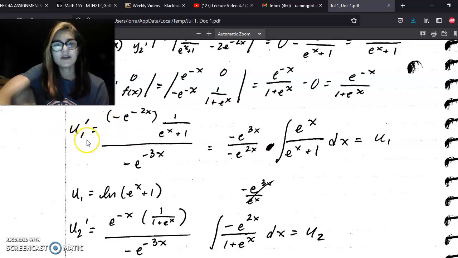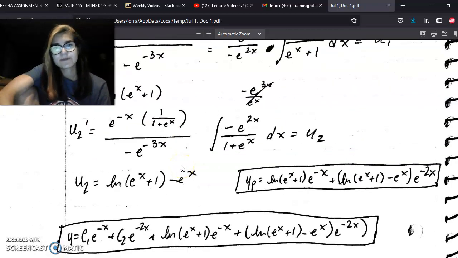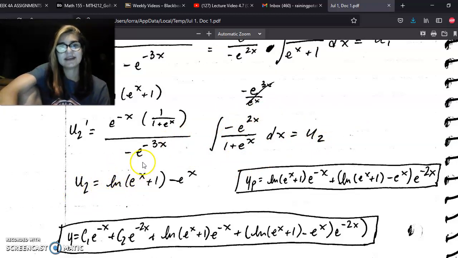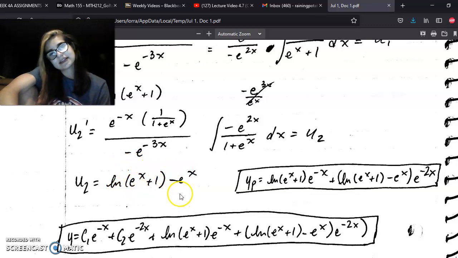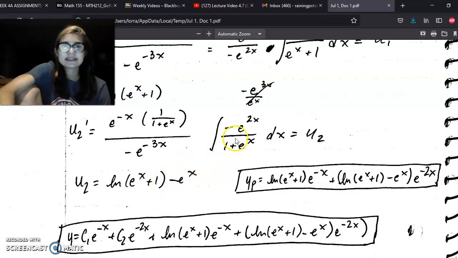And then u prime is equal to w1 over w, and so you just simplify that, and you take the integral to get u. So u1 was equal to ln of e to the x plus 1, and then you do the same with u2 prime, where it's w2 over w, and then once again you simplify and take the integral to get u2 is equal to ln of e to the x plus 1 times the quantity of negative e to the x, minus e to the x.